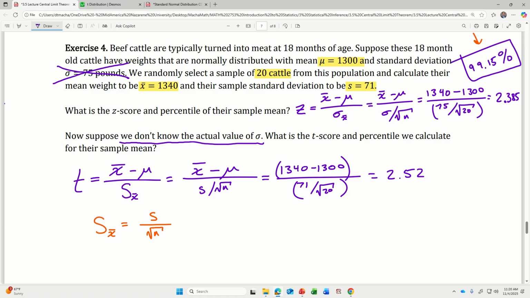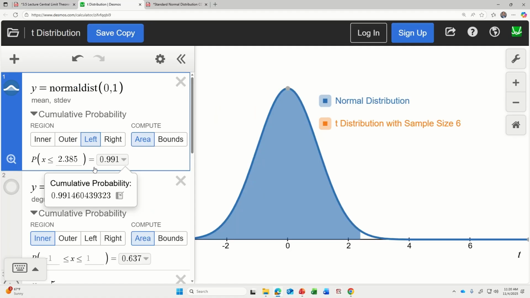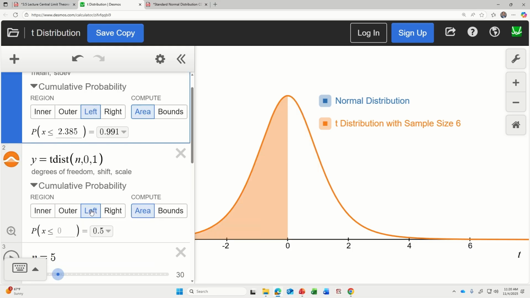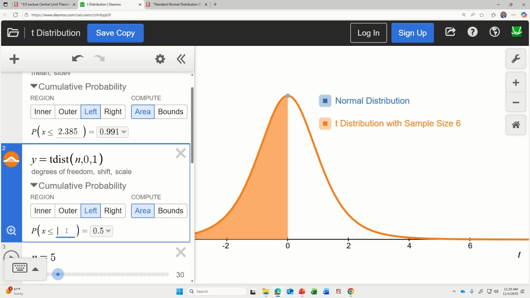But these t-scores do not follow the standard normal distribution. They follow a t-distribution. The t-distribution is kind of crappy. I'll explain why. It's kind of a headache for both students and teachers alike, and I'll try to explain why. Here's my t-distribution. And I want all of the area to the left of the point 2.52.